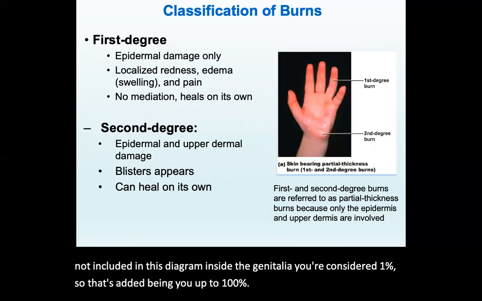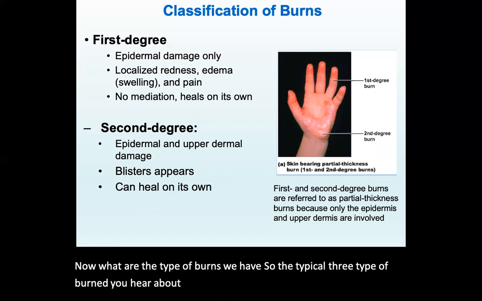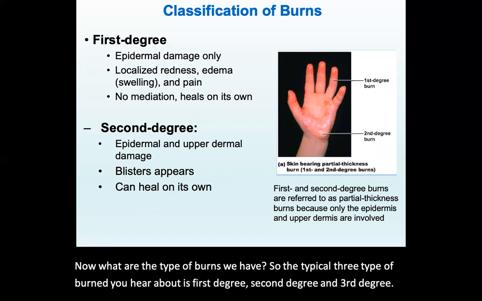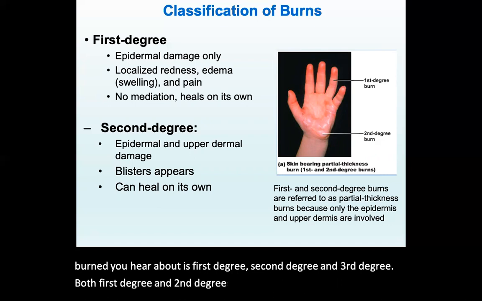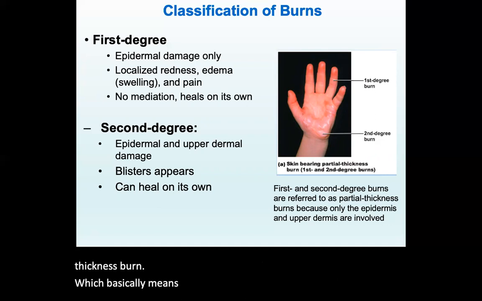Now, what are the types of burns we have? The typical three types of burns you hear about are first degree, second degree, and third degree. Both first degree and second degree burns are identified as partial thickness burns, which basically means either the epidermis or part of the dermis is burned, or damaged.